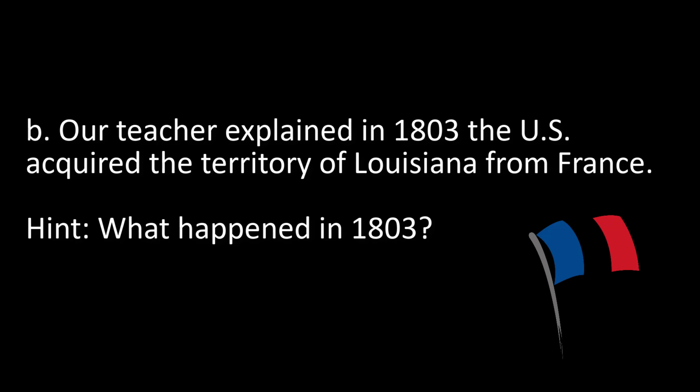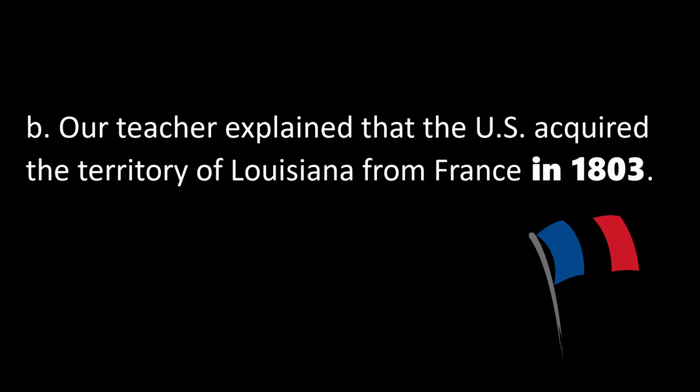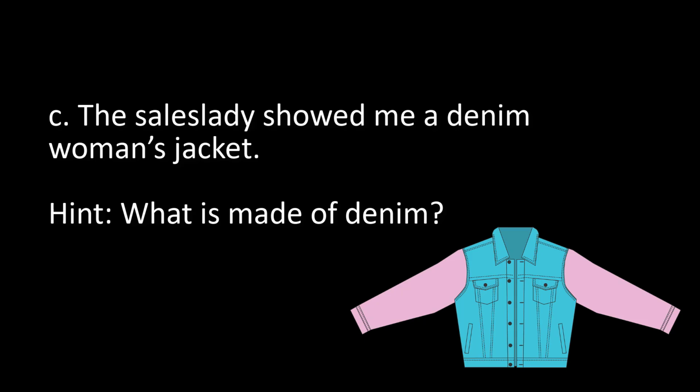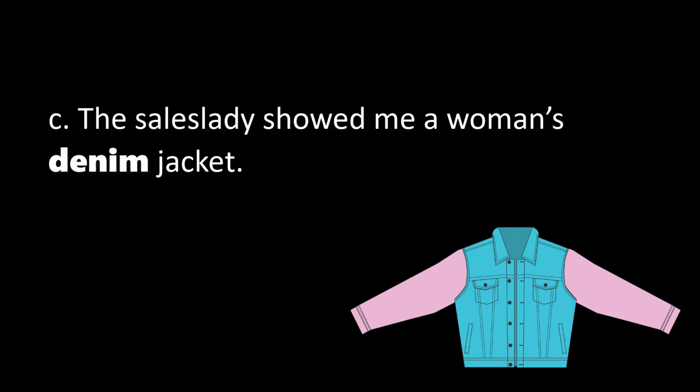Put the prepositional phrase of time in the most logical position. Answer: our teacher explained that the U.S. acquired the territory of Louisiana from France in 1803. C. The saleslady showed me a denim woman's jacket. Hint: what is made of denim? Well, certainly not the woman. Answer: the saleslady showed me a woman's denim jacket.